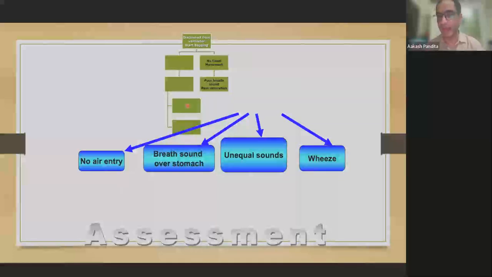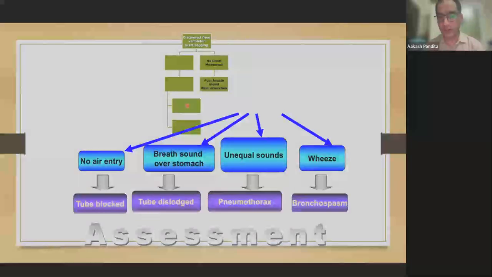One is that we are bagging, the patient is not improving and there is no air entry. Another is that there is no air entry, but a breath sound is heard over the stomach, or breath sounds are heard but they are unequal, or there is a wheeze heard. If there is no air entry and we are not able to hear breath sounds on either side, that means the tube is blocked or displaced. If you are hearing the sound over the stomach, that means the tube has got dislodged and is in the stomach. We need to remove it and place a new tube.